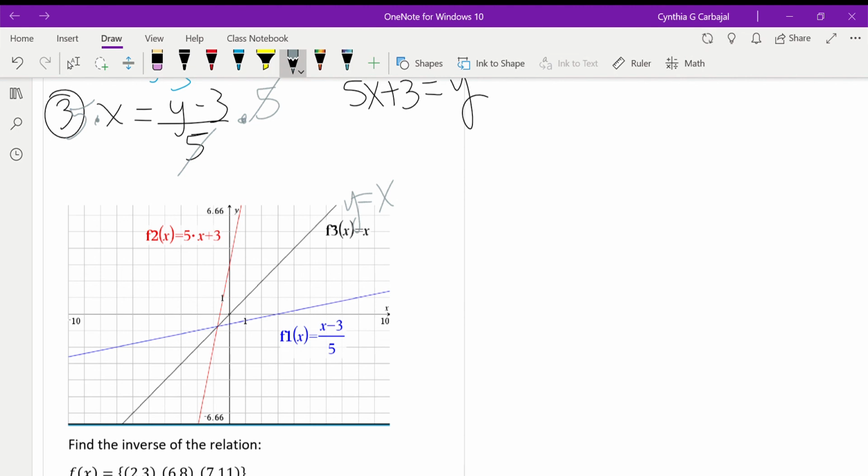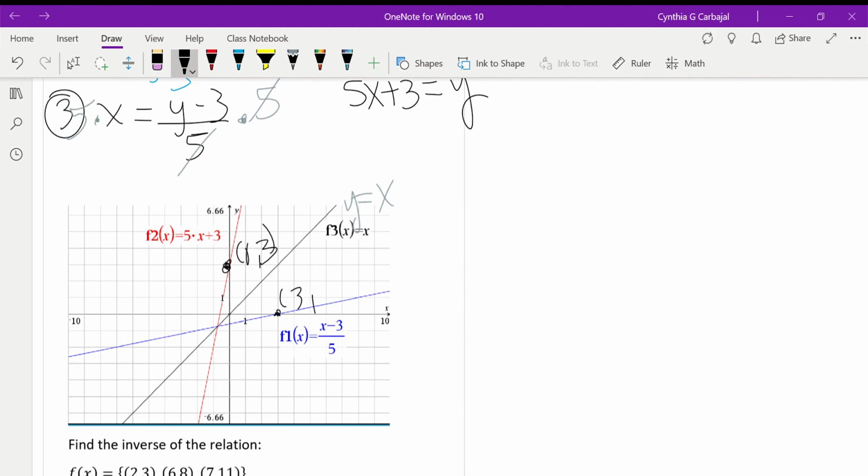So let's just check the point. I'm going to check this point again. That point is 0, 3. And then if you do the inverse, or just switch them, and it won't let me write, that would be 3, 0, and 3, 0 is on there.